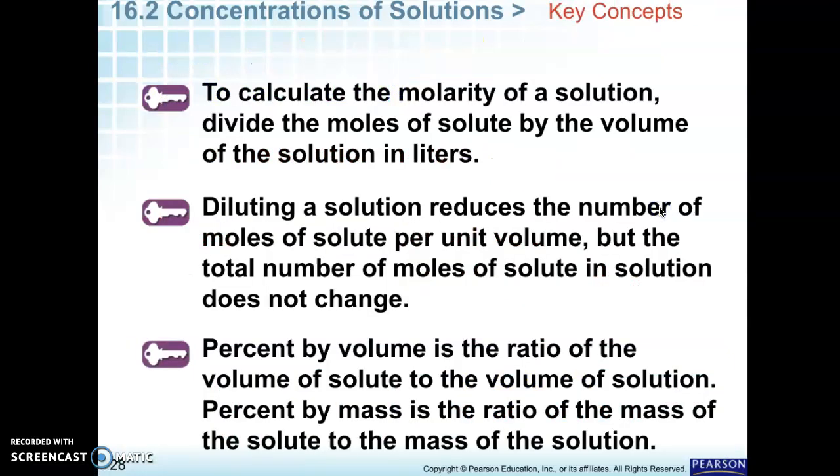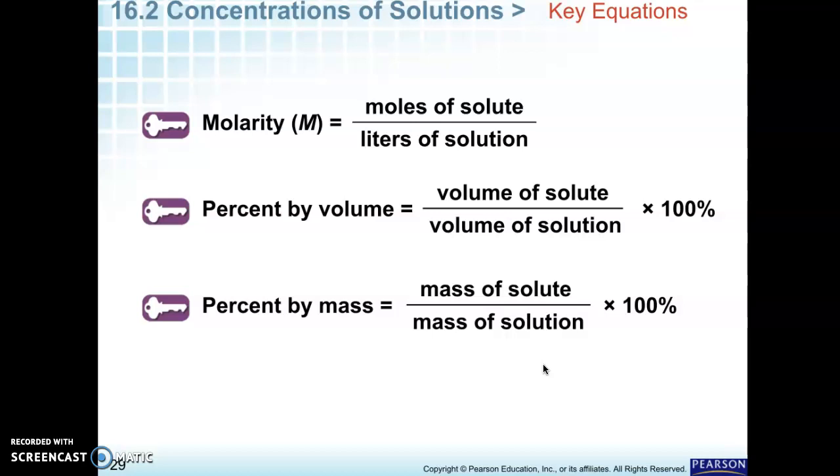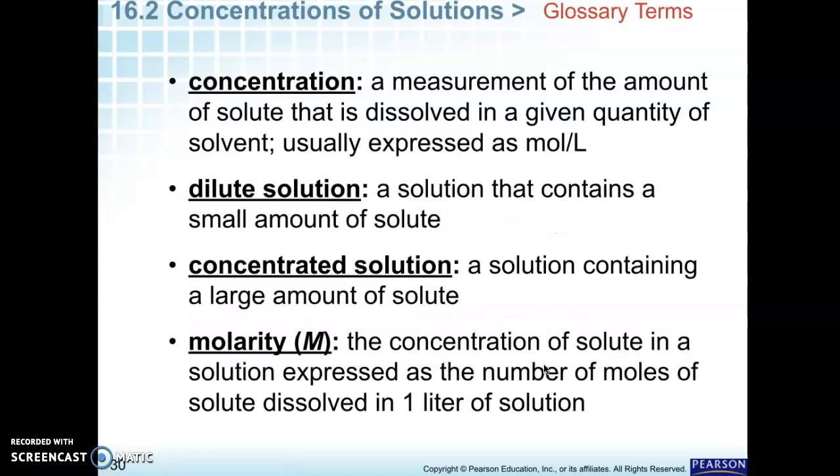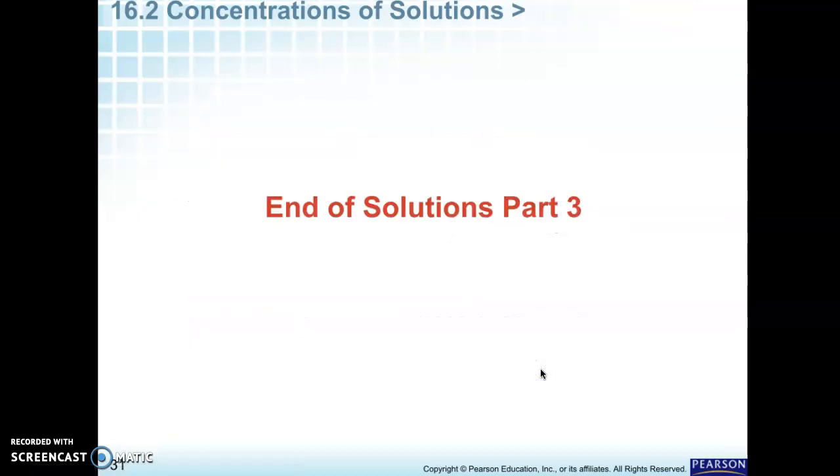So to calculate the molarity of a solution, divide the moles of solute by the total volume of the solution in liters. Make sure you know that diluting a solution reduces the number of moles of solute per unit volume, but not the total number of moles. And percent by volume and by mass is the part, or the solute, divided by the total of the solution. Here are your equations, and these are your definitions. And you have finished now the notes for this mini unit.